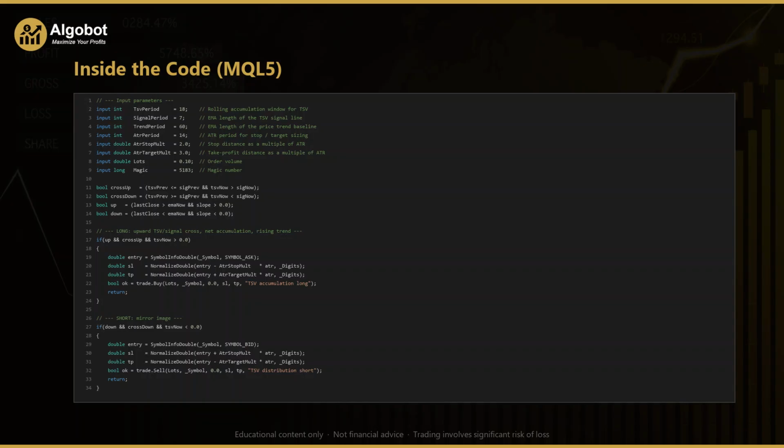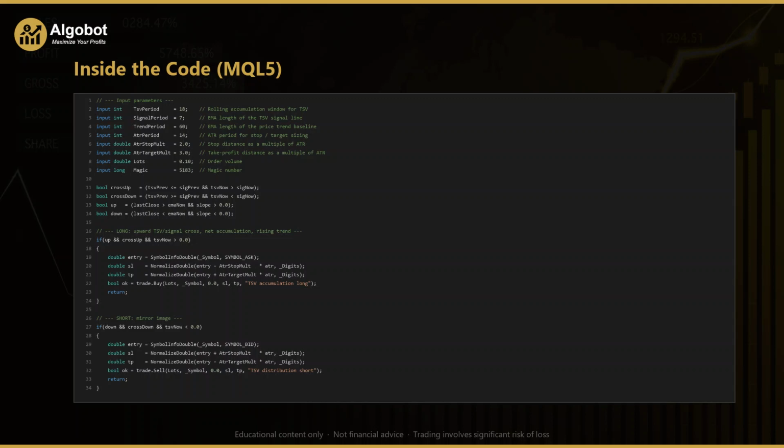Now look at the long block. The condition reads, if up and cross up and TSV now above 0. When all three are true, the code reads the ask price as its entry, sets the stop loss 1 ATR stop multiple below entry, sets the take profit the target multiple above, and calls trade.buy with the accumulation comment.